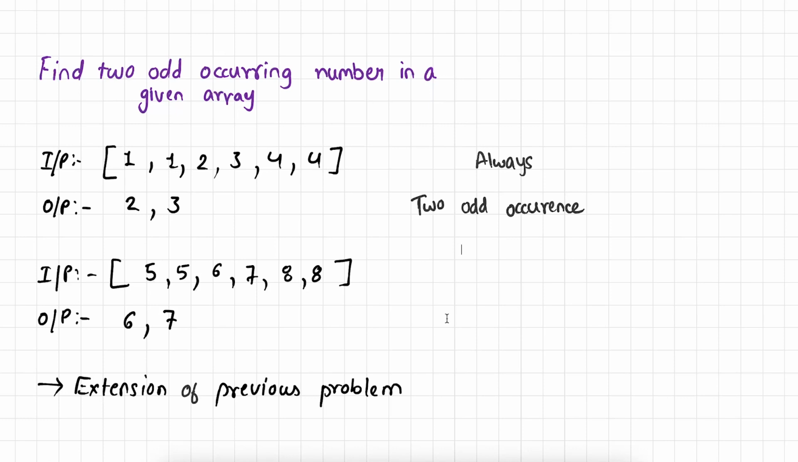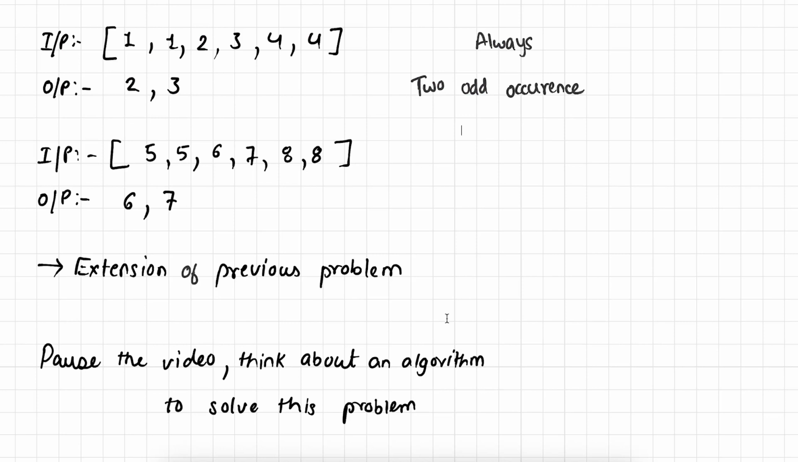We have seen a variation of this problem in the previous video. In that problem, we had to find one odd occurring number in a given array. This problem is just an extension of the previous problem, and here we have to find 2 odd occurring numbers in a given array. So if you have not watched that video, I highly recommend watching the previous video first and then coming back here to continue, because we are going to use some concepts discussed in the previous video to solve this problem. So let's pause this video, watch the previous video, and think about an algorithm to solve this problem.